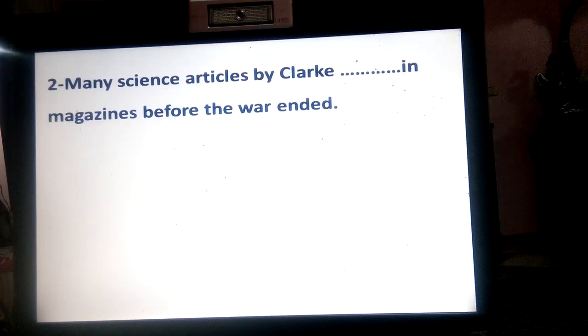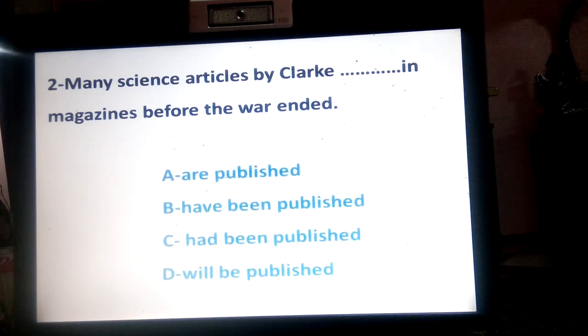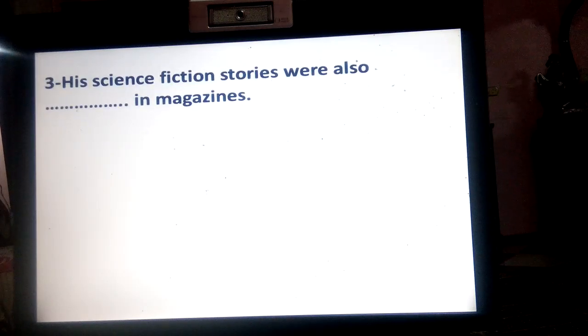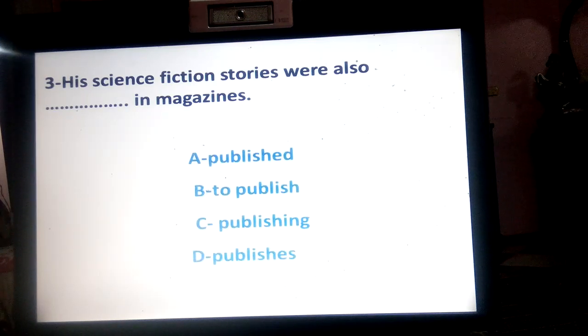Many science articles by Clark in magazines before the war ended. I have before and past simple, so I should have past perfect passive: had been published. The science fiction stories were also published in the magazine. Yes, were published, were in the sentence, and here published is past simple passive.